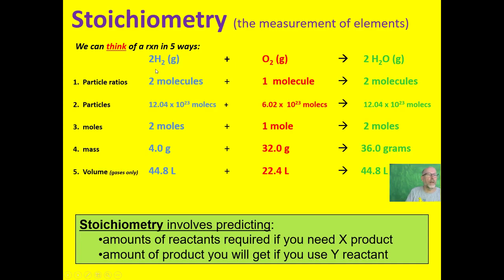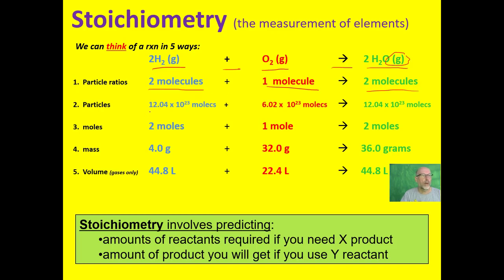If you have a chemical reaction like this one, you can see 2 H2 gas plus 1 oxygen molecule, which is also a gas, will react to make 2 molecules of water. And if it's hot enough, that'll also be a gas. That could be a liquid too, depending on the temperature. Okay, so we have several ways to look at this. We could talk about the particles: 2 molecules of hydrogen plus 1 molecule of oxygen will make 2 molecules of water.